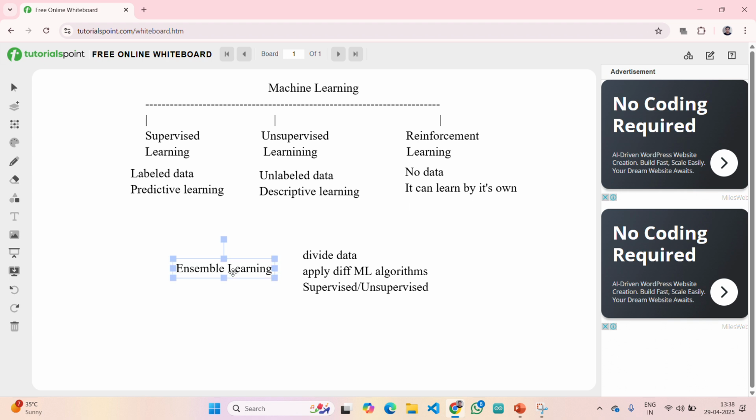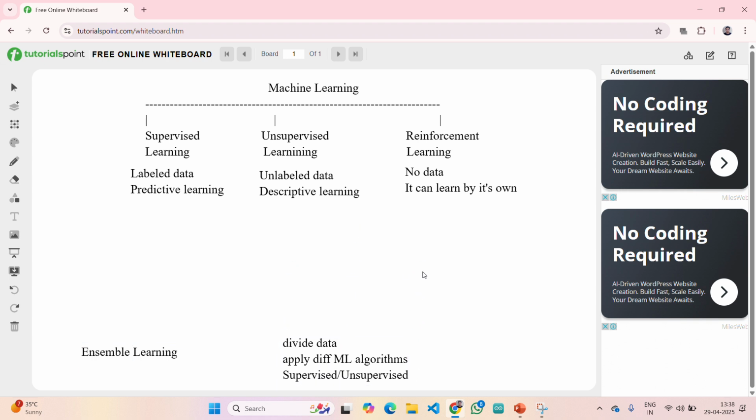In ensemble learning, the huge data is divided into sub-datas, and for each sub-data, we are going to apply different machine learning algorithms, and those algorithms can be either supervised or unsupervised. This is the concept of ensemble learning. Now coming back here: supervised learning, unsupervised and reinforcement.